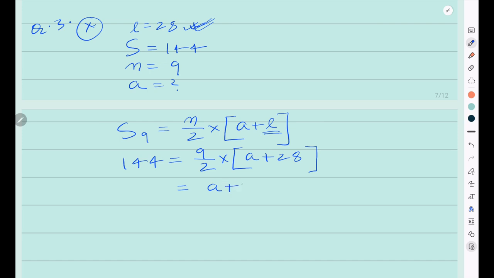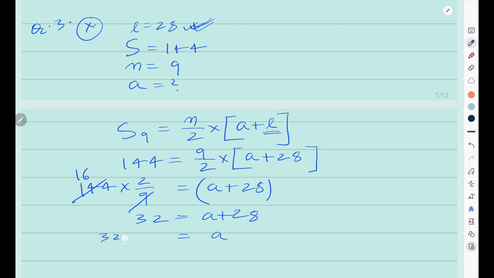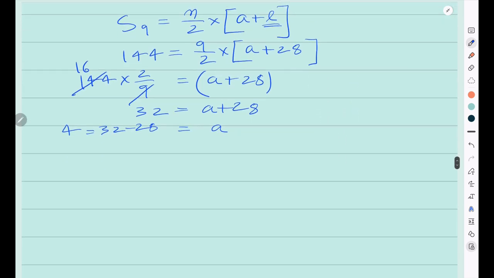So in this step we will bring 9 by 2 to this side, so it will become 2 by 9, and then this will be 16. Basically this is 32 is equal to a plus 28, and then subtract 28 from each side, then it will become 4. So 4 is the first term. So this is what was to be found out.